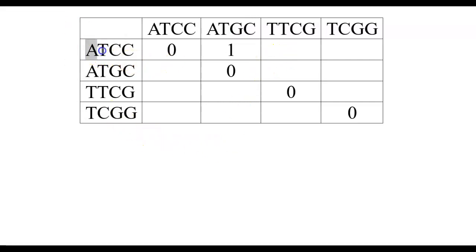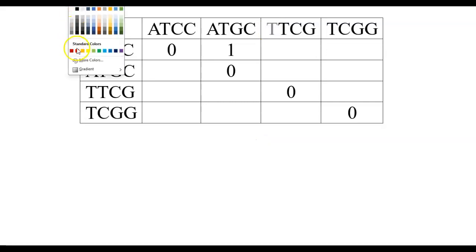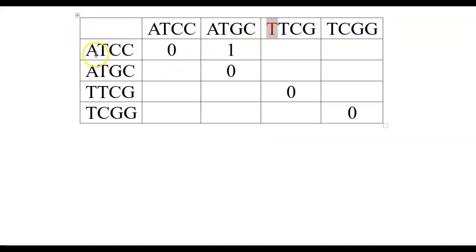What's the difference between ATCC and TTCG? The obvious answer is that this is different, right? We have a T at the beginning and here's an A. Then we have a T and a C. There's a T and a C. And then the G is different. That should be a C in the other one. So because of that, we have a difference of 2. Let me go ahead and fill out the rest of the chart real quick.